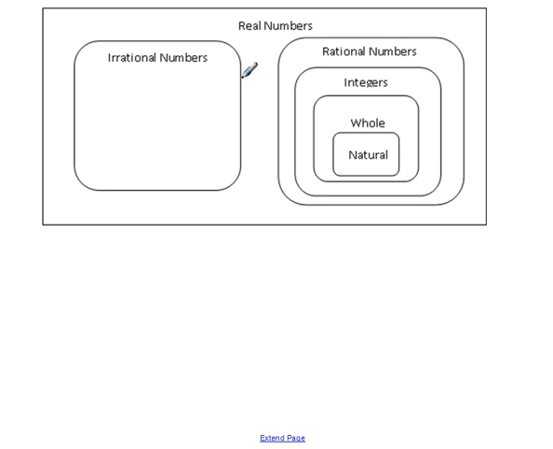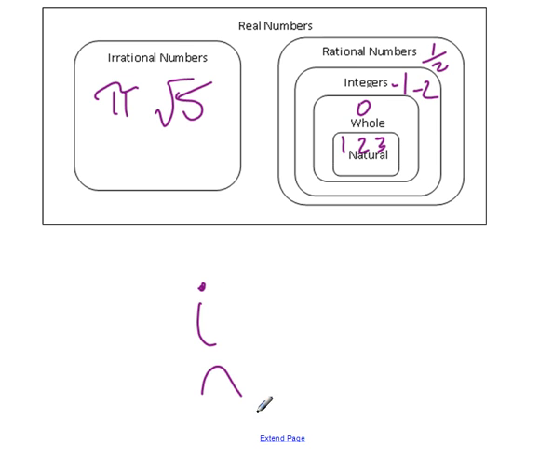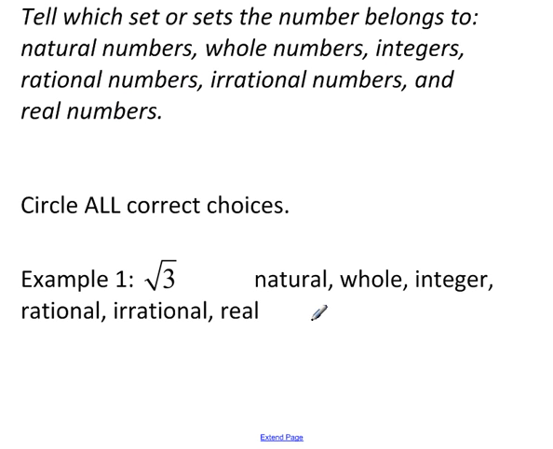So, here's your Venn diagram-y kind of thing going on, with all your nested groups. Your natural numbers are like 1, 2, and 3. Your whole numbers, when you get to 0. Integers are things like -1 or -2. Rational numbers are when you start getting into fractions. Irrational numbers are your pi and your square root of 5. Your real numbers are all of these, and the only guy on the outside is I, and he's sad because he's not real. I just want to be a real number.